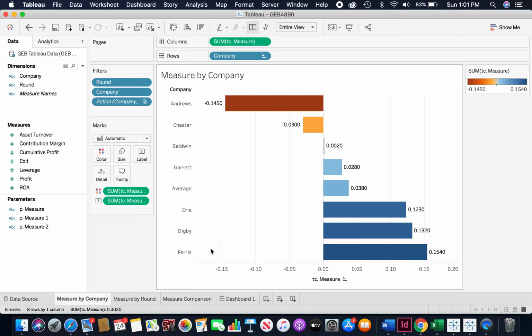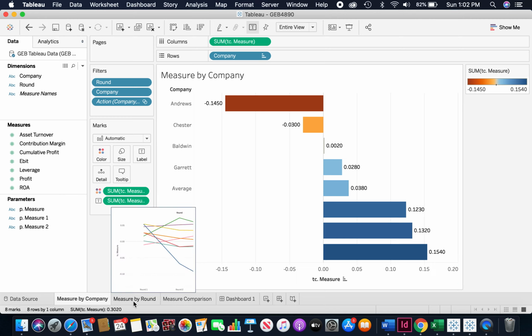As you can tell, it does look like Ferris is in the lead when it comes to the first measure, where it looks like it's at 0.15%, where Andrews is at a negative 14.50%. As you can tell, that is a total separation. So as we're moving up, you can see the performance based on how someone is doing, and each company is positively moving higher and higher.